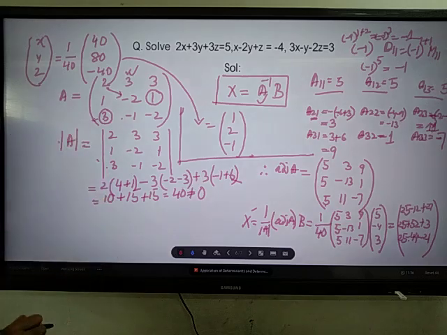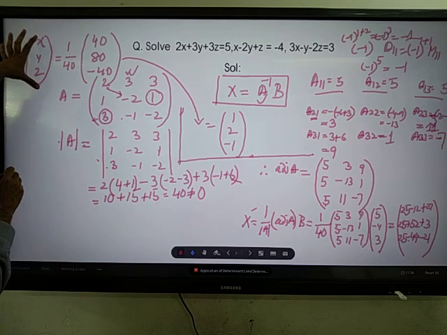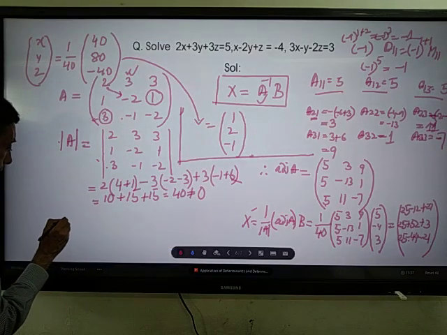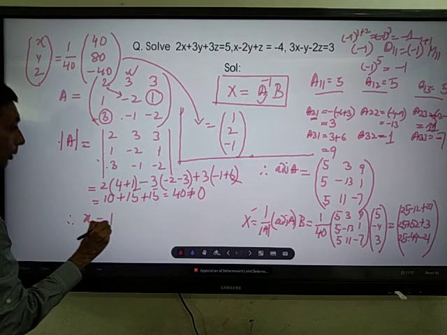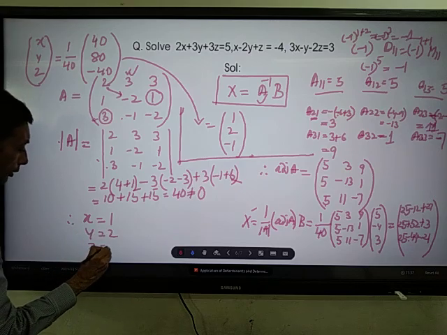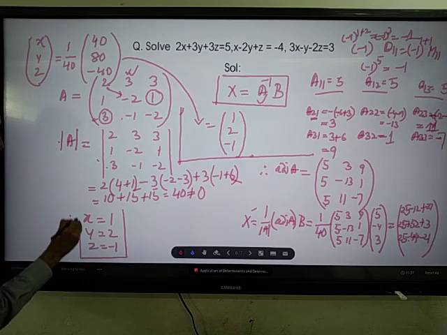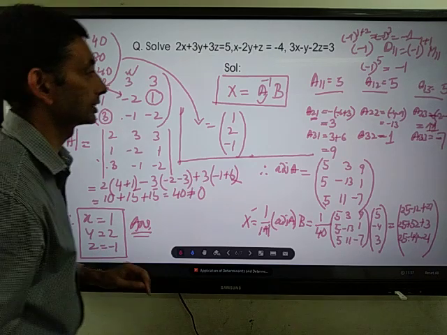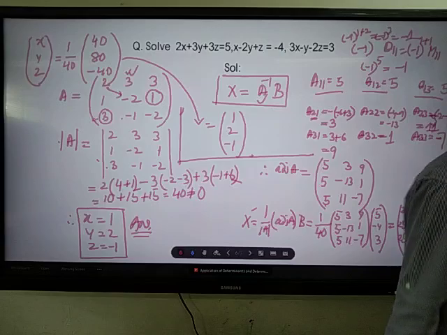So if you compare now, here in the left hand side also column matrix, the right hand side also column matrix. So finally if you compare, x will be equal to 1 and y will be equal to 2 and z will be equal to minus 1. Okay, so this is your solution of the system of linear equations.